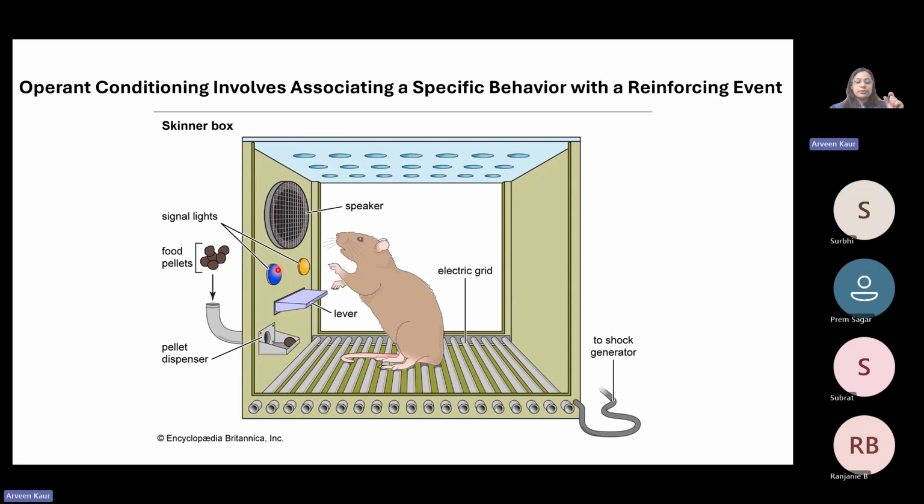So for instance, whenever a blue light blinks, the mouse should press this lever and it will get food, right? And whenever the yellow light blinks, the mouse should not press the lever. If, when the yellow light blinks, the mouse presses the lever, it will get a shock, because the bottom of this particular box was connected to a shock grid, right?